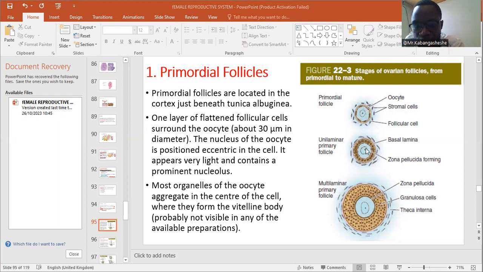So those are the two types of follicle we have. The initial follicle, which was surrounded by simple squamous epithelium, and the developing primordial follicle, which is now surrounded by simple cuboidal epithelium. So all that is as a result of the influence of follicle stimulating hormone.